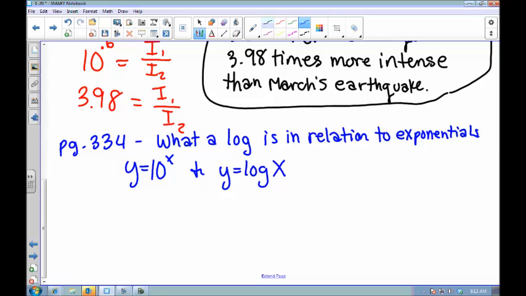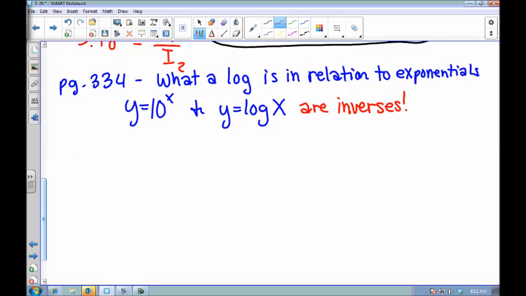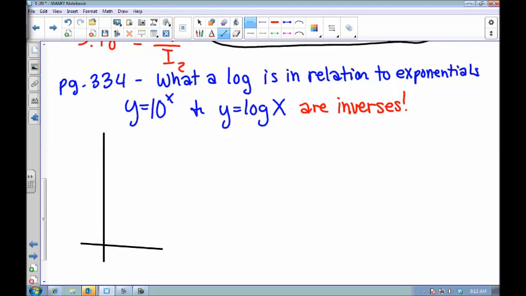Thank you. So, he read this for us. Y equals 10 to the x and y equals log x are, what's the key word? Inverses. They are inverses. So what does that mean? Okay, it shows you a visual in the book, and we're going to draw it out. Yes? It means it's flipped. They are reflected about something. Yeah. So let's go over that again.